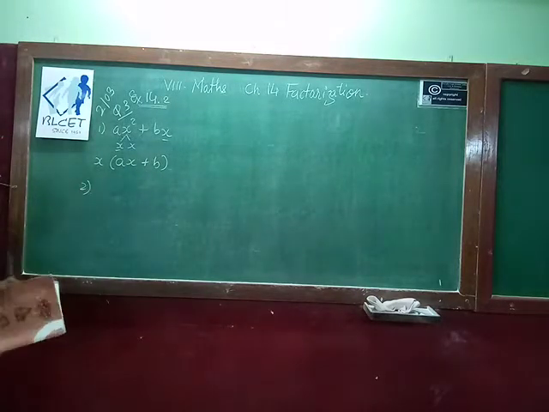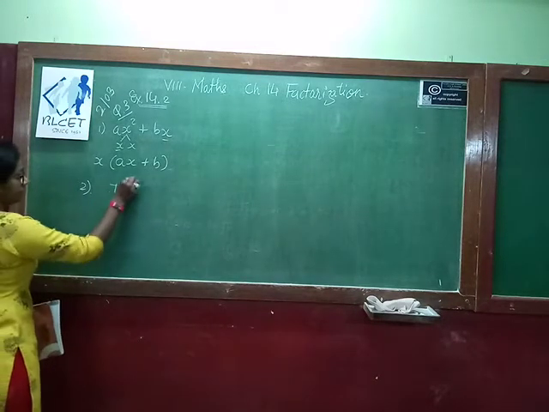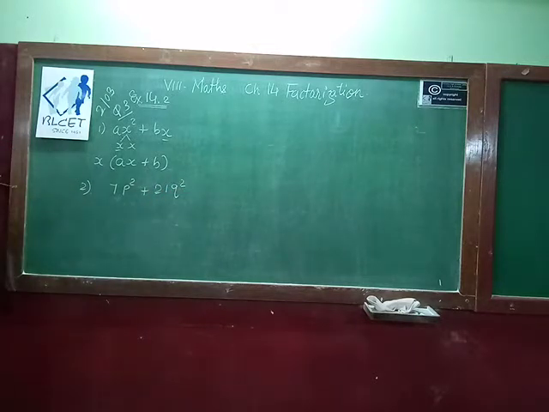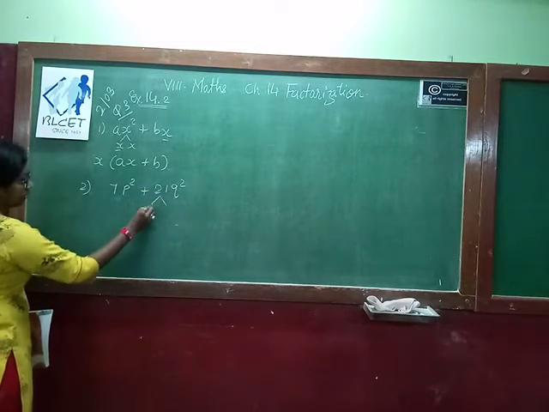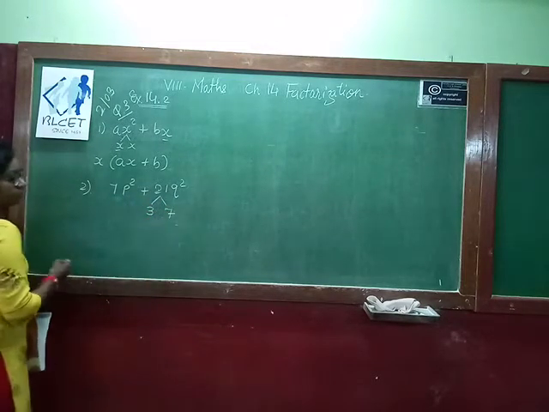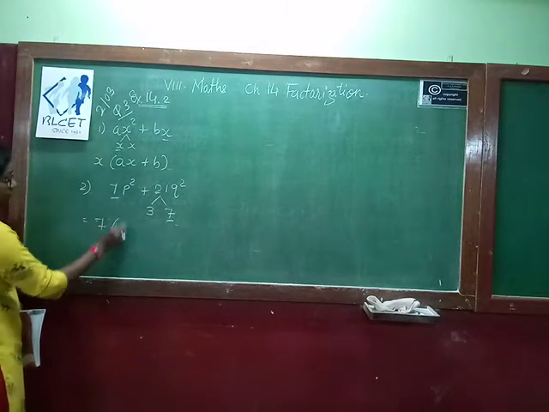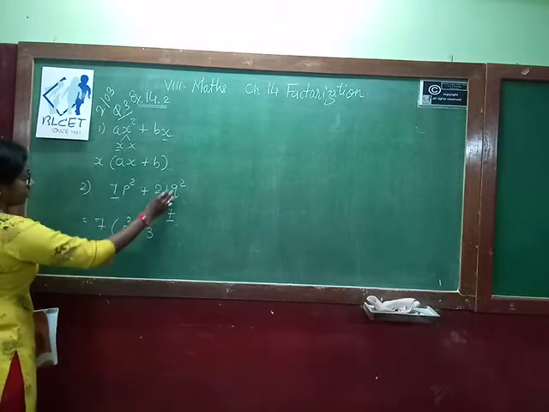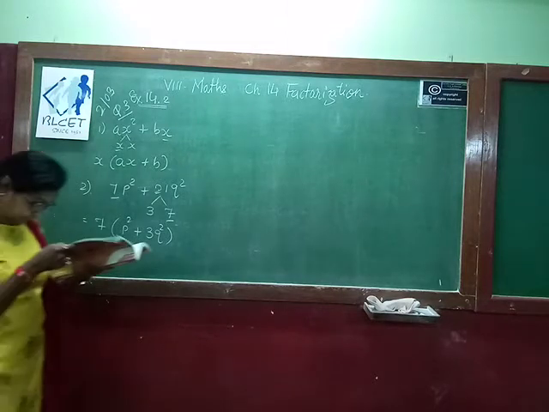You have given a second question, 7p square plus 21q square. So we already learned you have to do the factorization method for 7 and 21s. So 21, we know the factors of 21 is 3 and 7. So what is common? 7 is common, so what is left? P square plus 3q square. So this is the answer of second question.